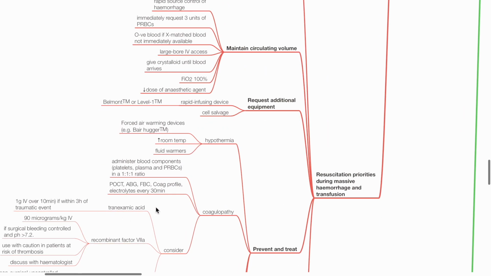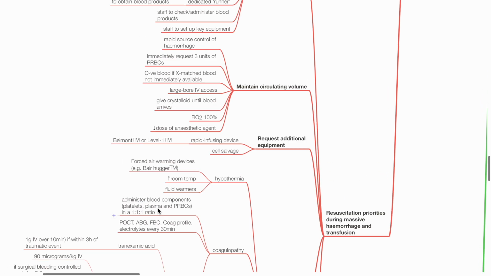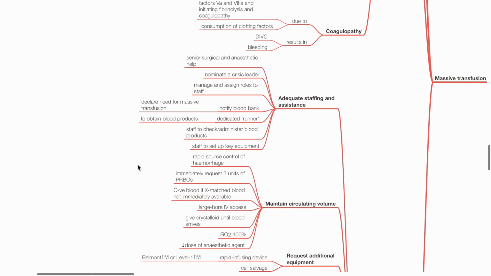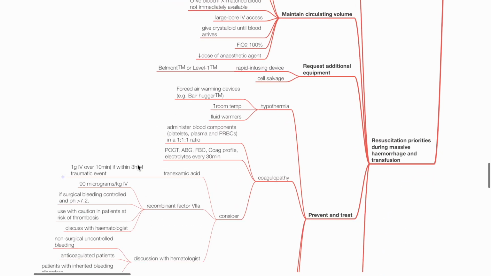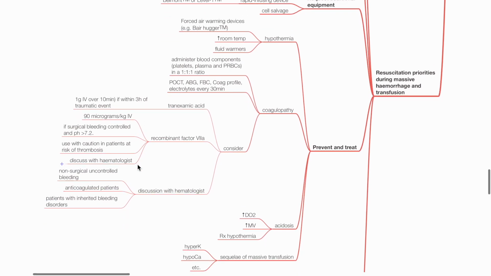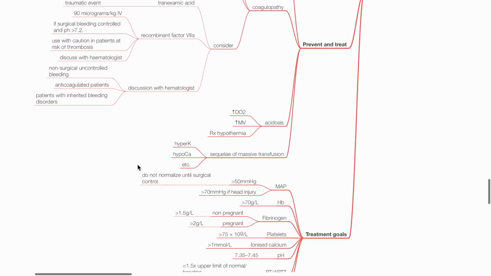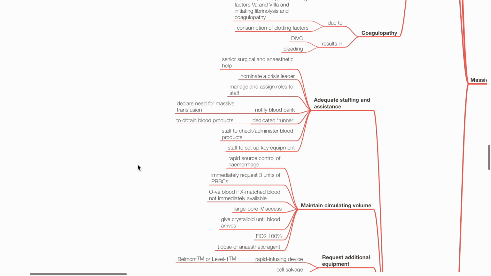Resuscitation priorities during massive hemorrhage and transfusion. Ensure adequate staffing and assistance. Maintain circulating volume. Request additional equipment. Prevent and treat hypothermia, coagulopathy, acidosis, and sequelae of massive transfusion. Ensure senior surgical and anesthetic help is adequate. Nominate a crisis leader. Manage and assign roles to staff. Notify blood bank. Declare the need for massive transfusion. Have a dedicated runner to obtain blood products. Dedicated staff to check and administer blood products, and staff to set up key equipment.